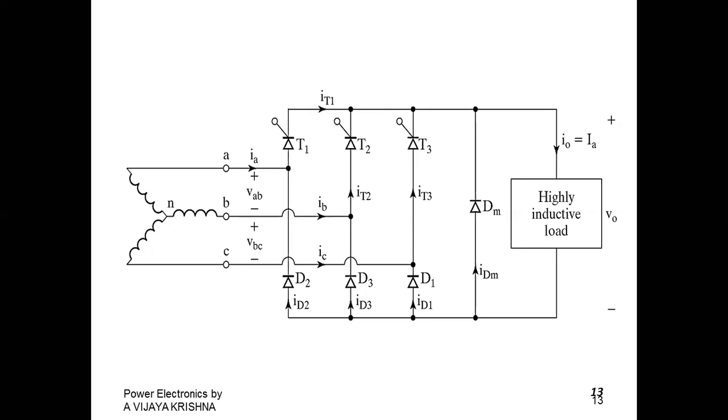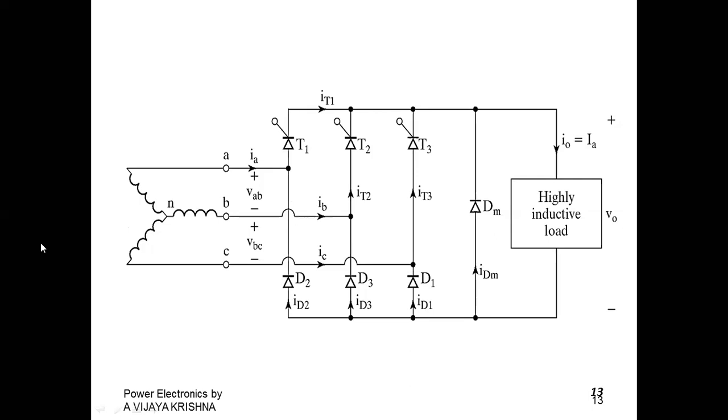Suppose this is the secondary winding of the transformer. The secondary has been connected like that. Each phase is to be connected across two switches: phase A, phase B, and phase C. And the primary is to be here, which is delta connected. I have not shown it here, but it is a delta connected winding of the primary of the transformer.